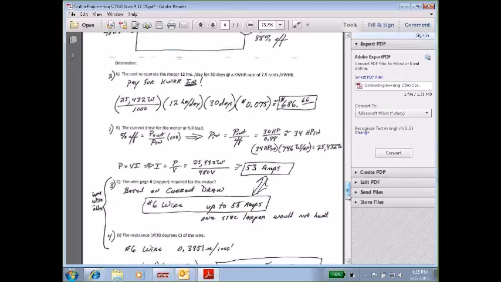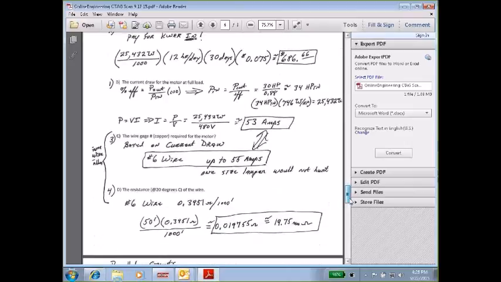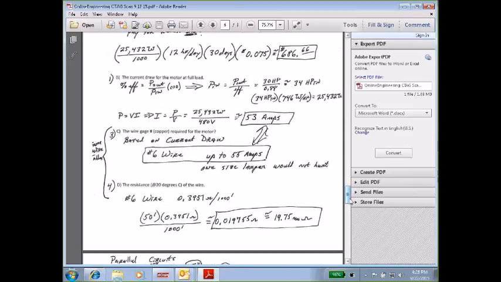We also want to find the current draw for the motor at full load, the wire gauge, being copper wire, required for the motor, and the resistance at 20 degrees centigrade, which is the way the wire tables are set up, of that length of wire.